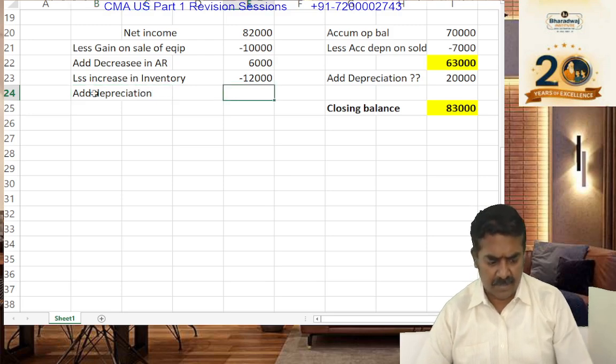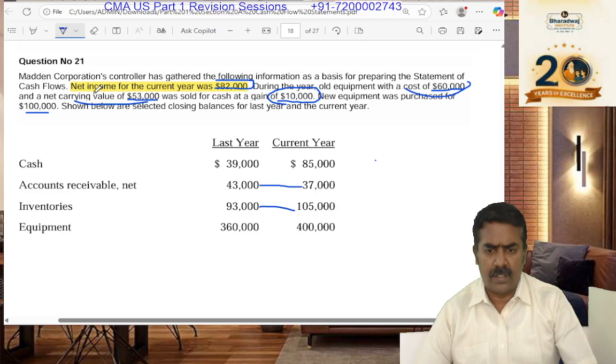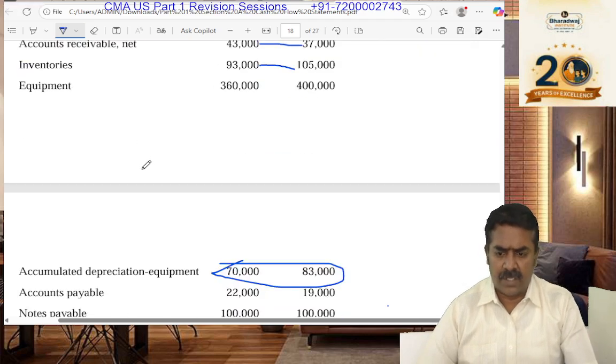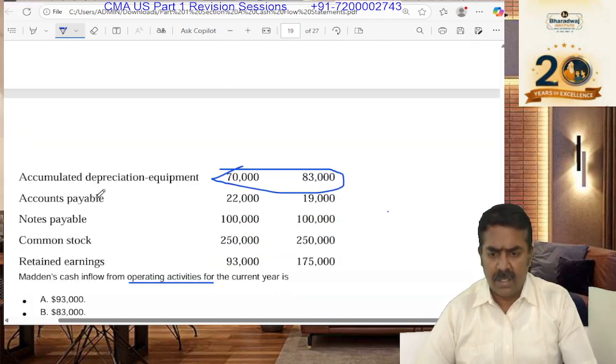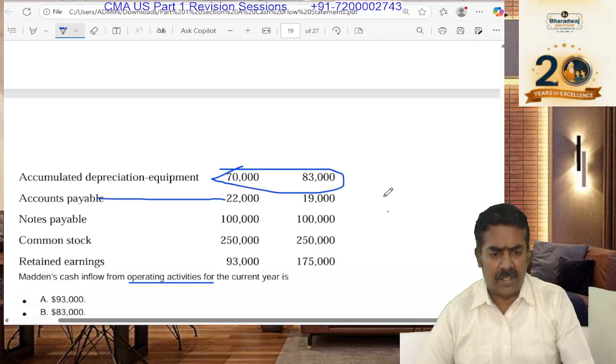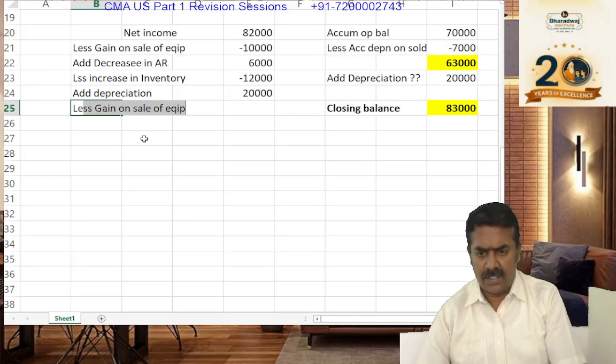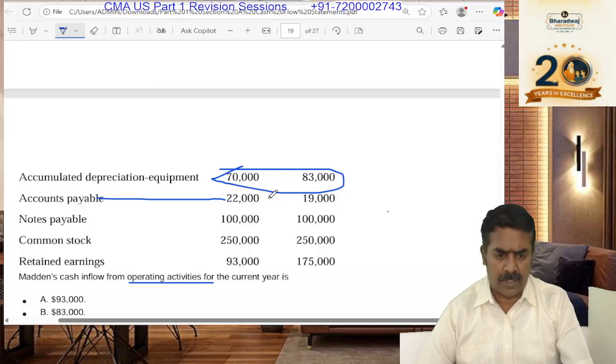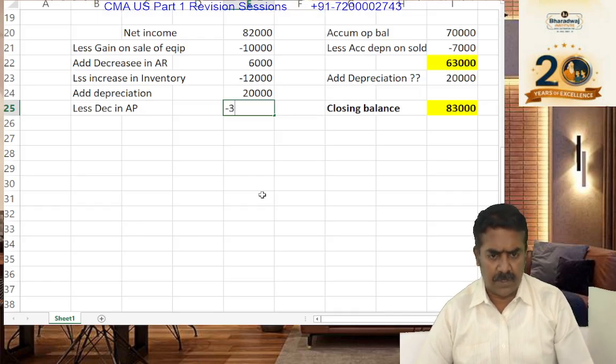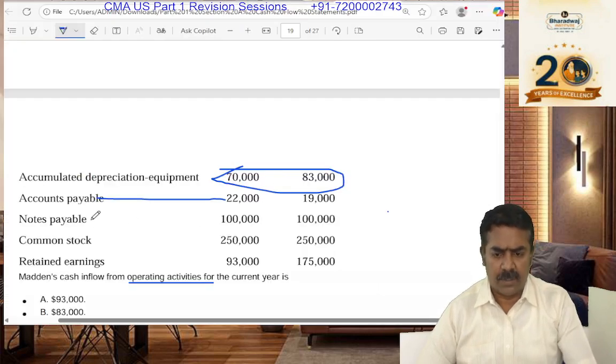What is the depreciation of the current year? 20,000. Depreciation of the current year 20,000. Then accounts payable is a current liability or current asset? Current liability. Less decrease in accounts payable. Decrease in accounts payable how much? 3,000. Decrease in accounts payable 3,000.